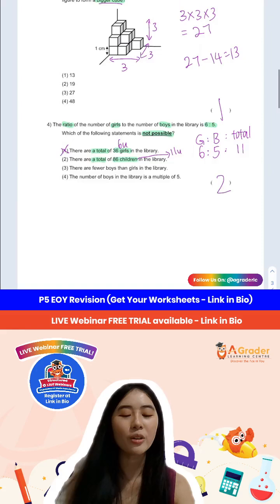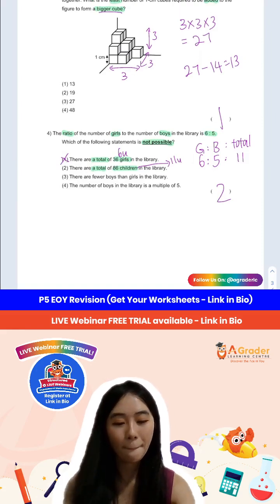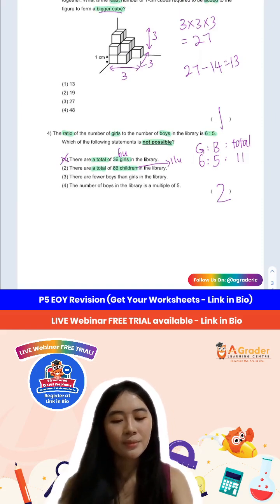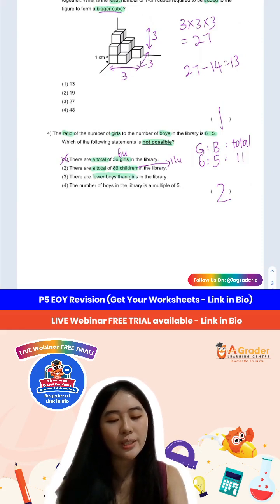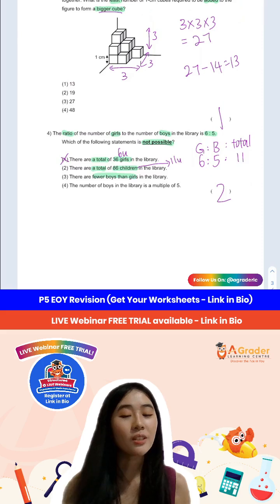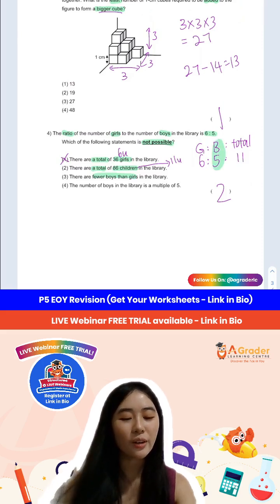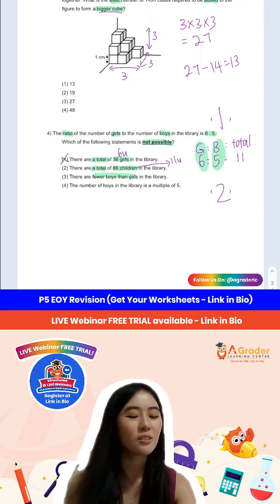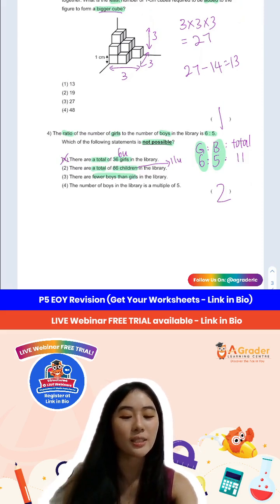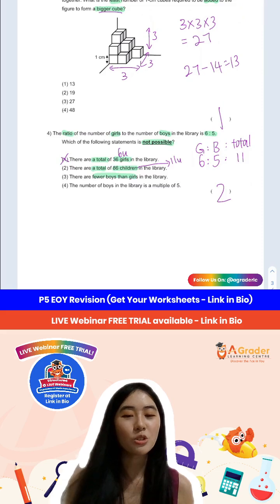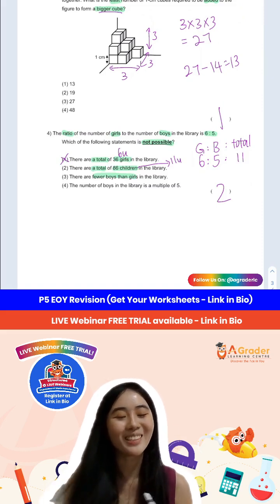Oh, okay, WL, you want me to talk about 3, is it? Okay, so option 3 says there are fewer boys than girls. Isn't this correct? Because boys is 5 units, girls is 6 units. So 5 is lesser than 6 units. So option 3 is correct. Yeah. I think nothing wrong with option 3. Yeah. Okay.